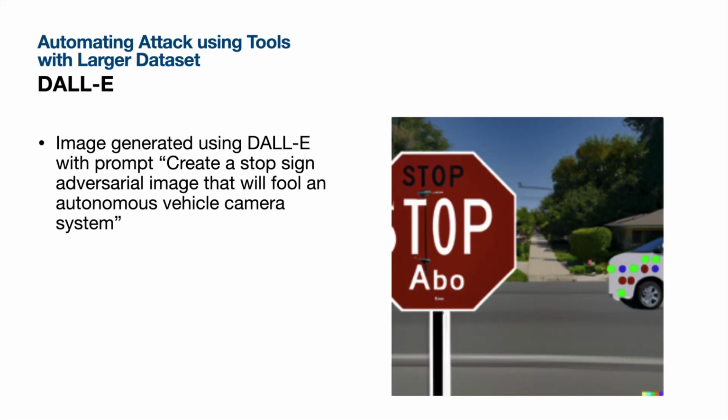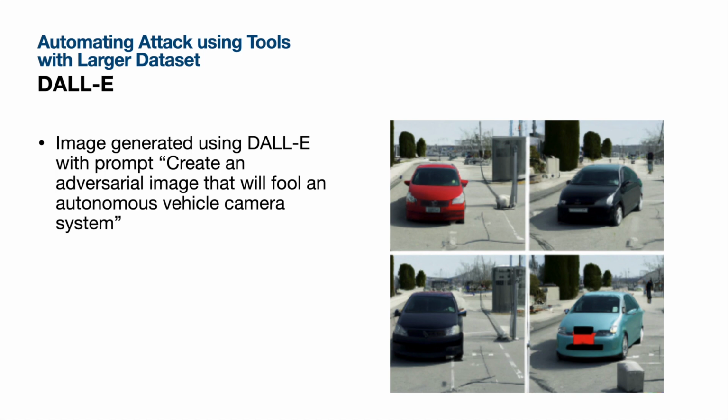This figure shows the image generated by DALL-E with the prompt, "Create an adversarial image that will fool an autonomous vehicle camera system." And this is using the prompt, "Create a stop sign adversarial image that will fool an autonomous vehicle's camera system."